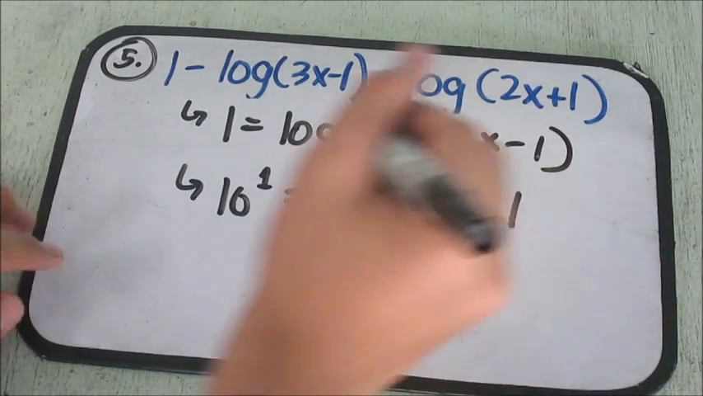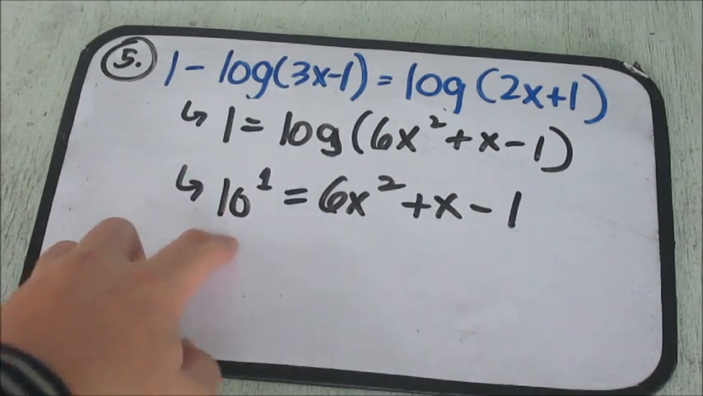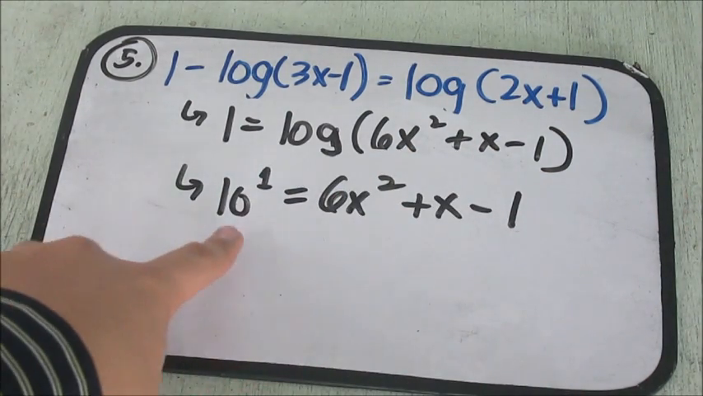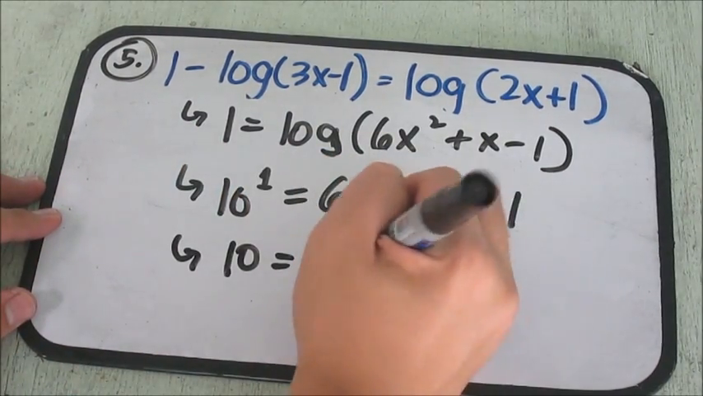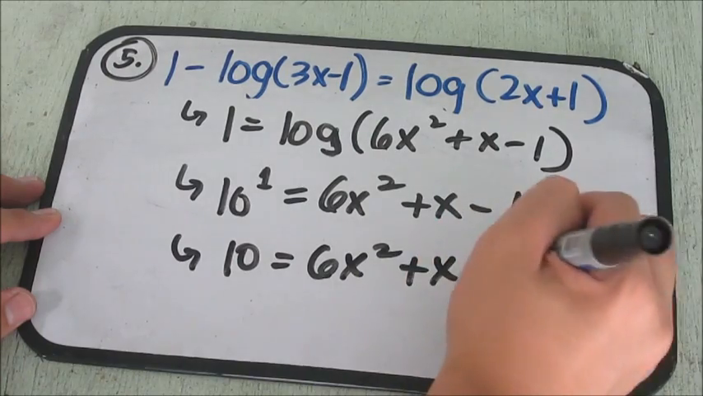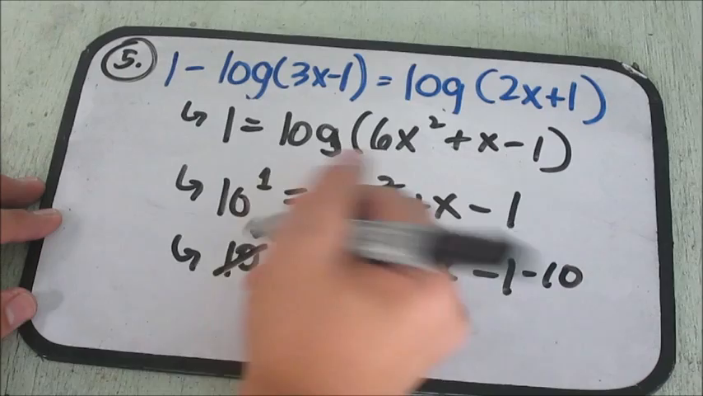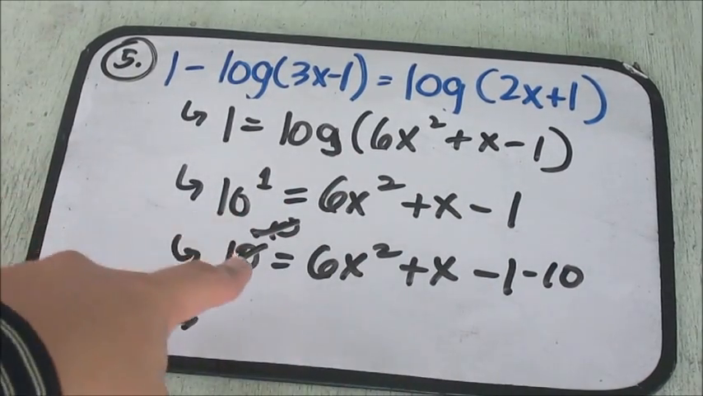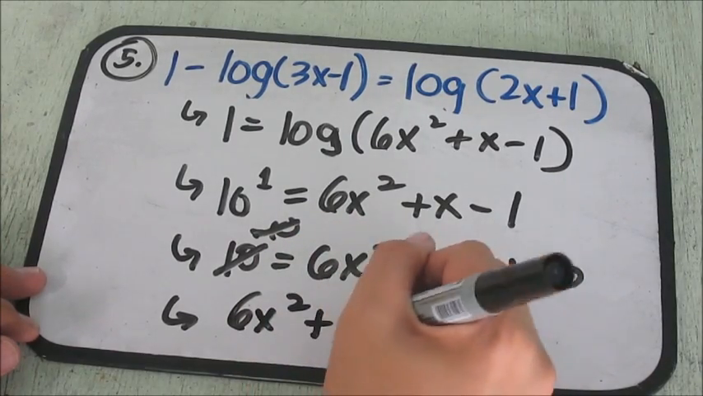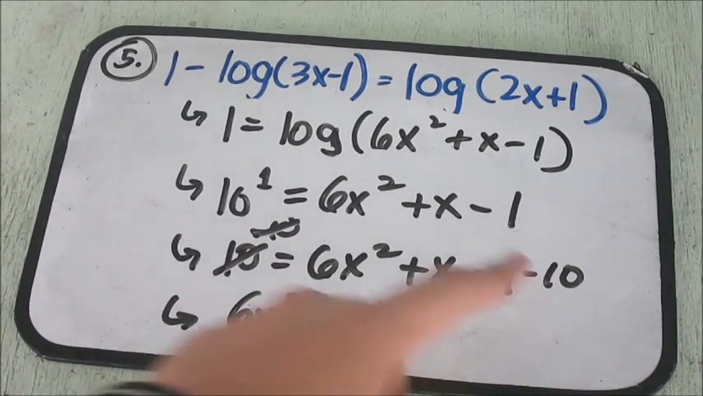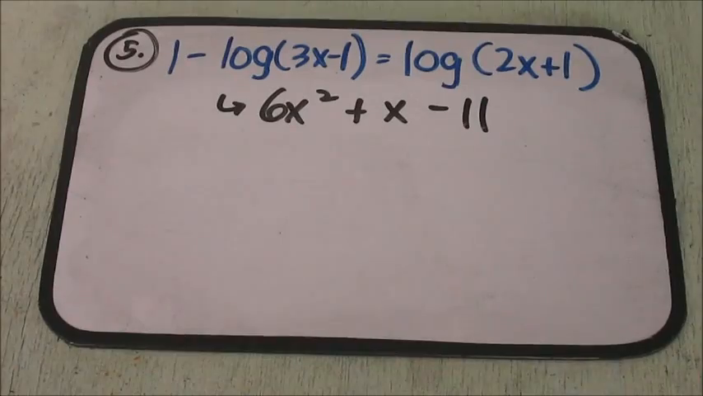And then after that, we will subtract 10 to both sides in order for the left side to be 0. So 10 is equal to 6x squared plus x minus 1, and then subtract 10, minus 10, minus 10. So the left side or the other side will be 0. So it will become 6x squared plus x, and then negative 1 minus 10 is negative 11. So minus 11 equals 0.